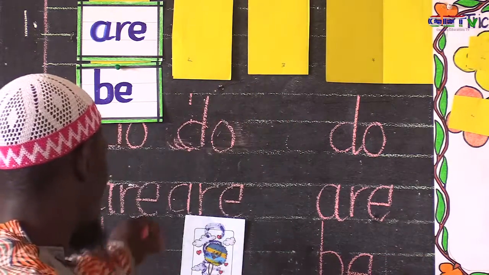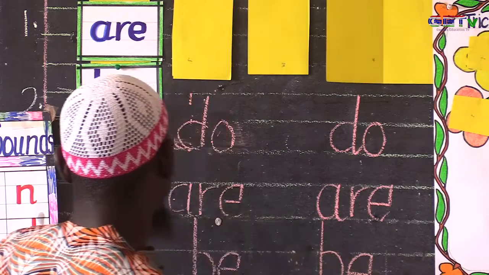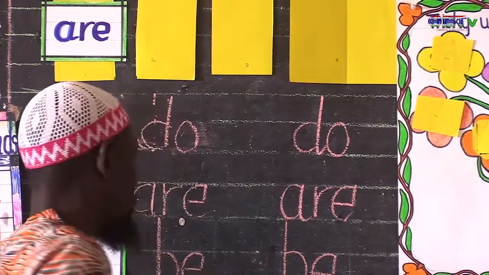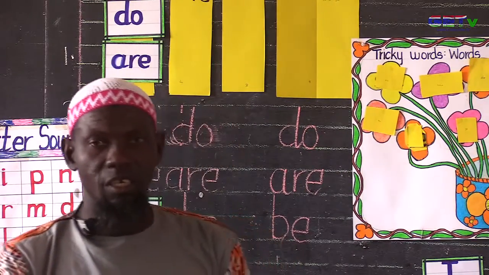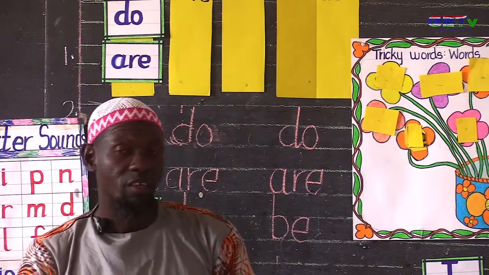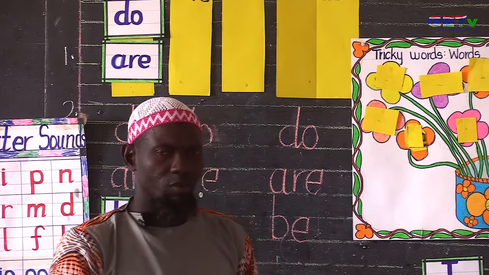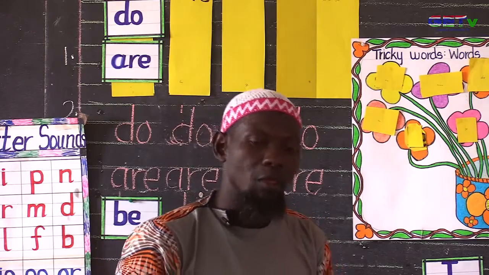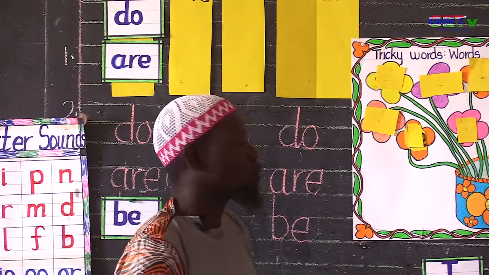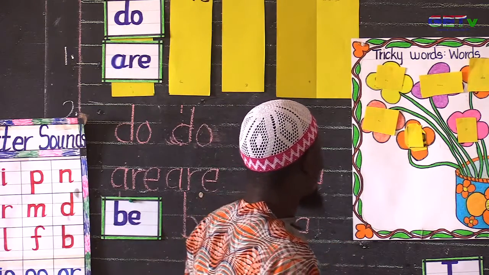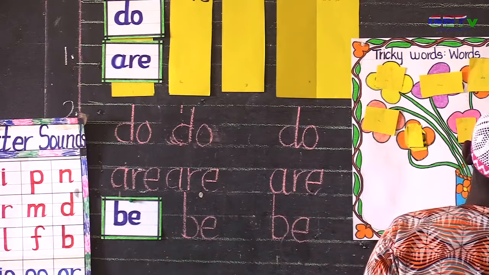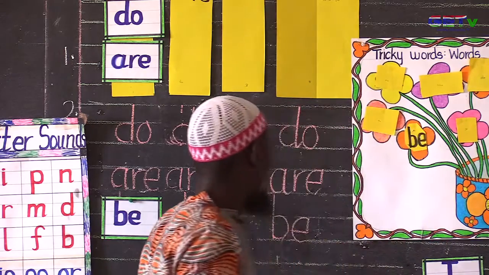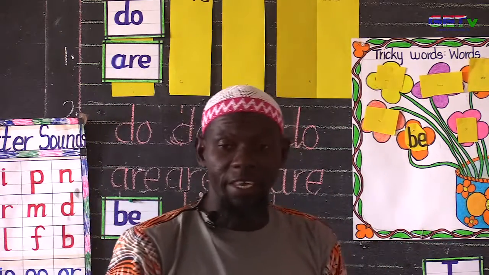Good. When you are ready, let's remove it. What do we have? Are they the same? So we have B-E, be. Who can spell be? B-E. We are using letter names to spell these words. Why? Because they are tricky. Because we cannot blend them using the sounds. So again, our flower is growing, and we have another stranger called be. B-E.